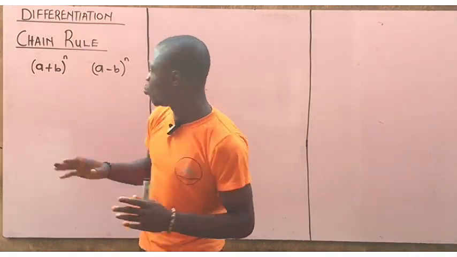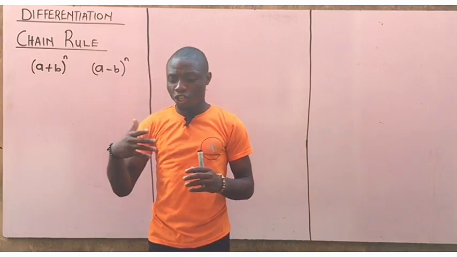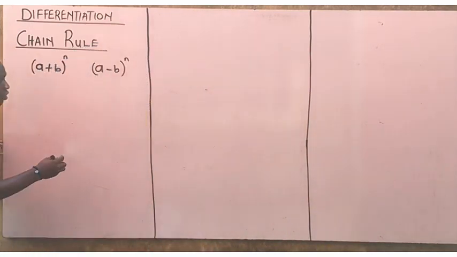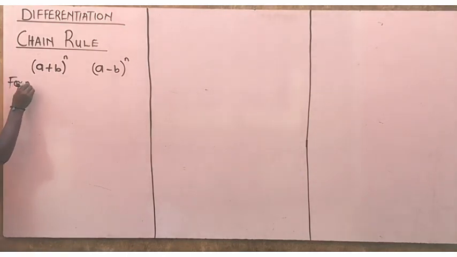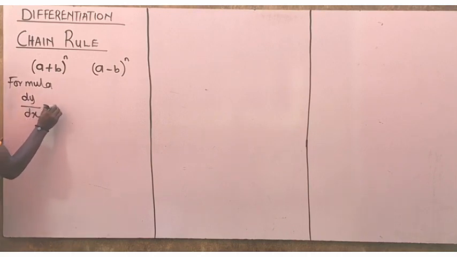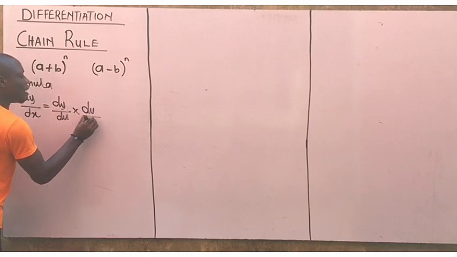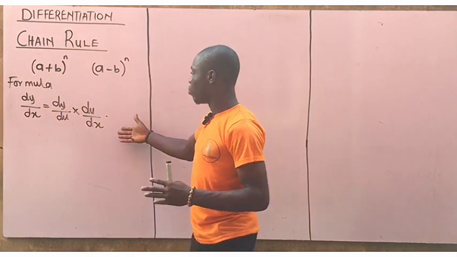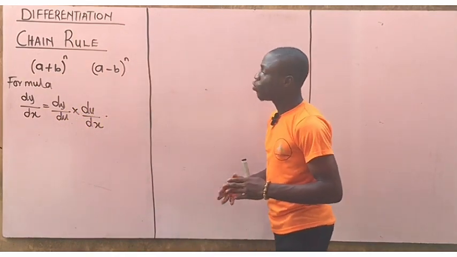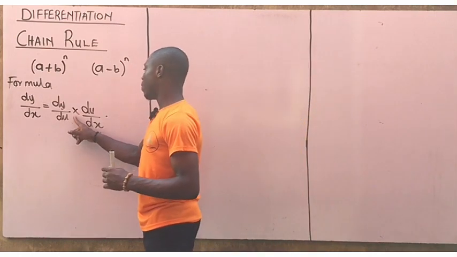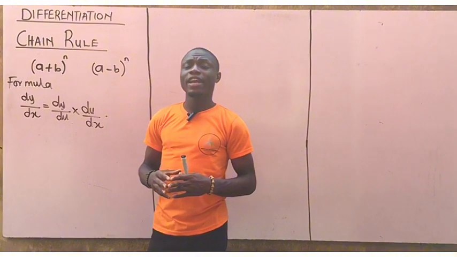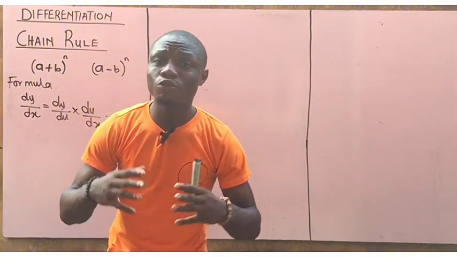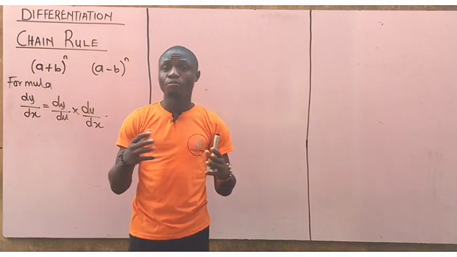Alright, let me give you the formula of chain rule. So the formula for solving problems under chain rule goes below. That becomes dy over dx is equal to dy over du times du over dx. This is simply the mathematical formula for solving problems under chain rule: dy over dx is equal to dy over du multiplied by du over dx. Let's take a quick example to further explain how to apply chain rule to solve problems.